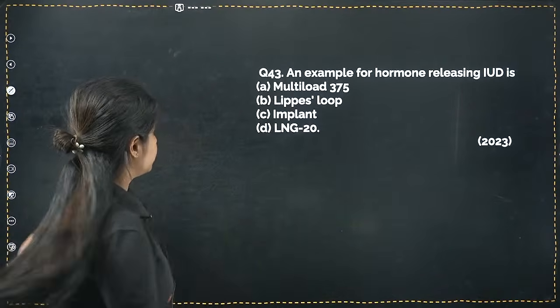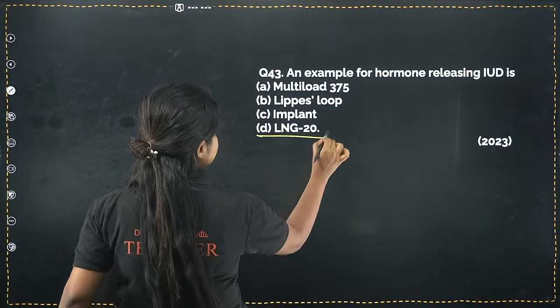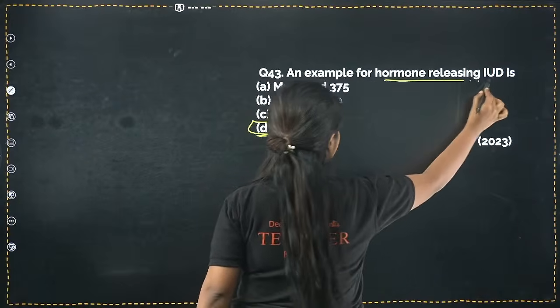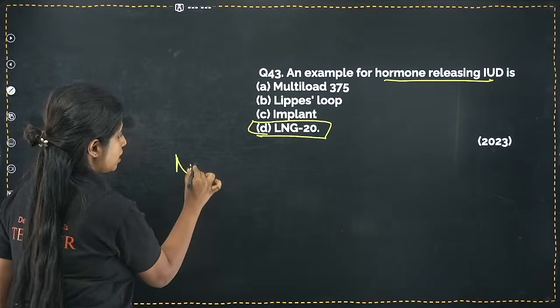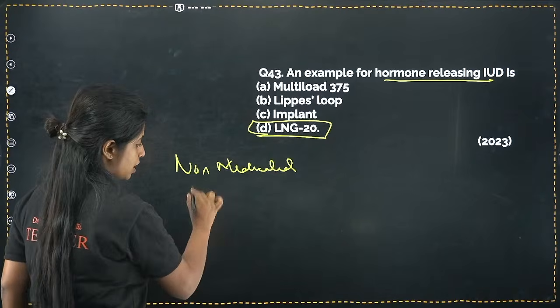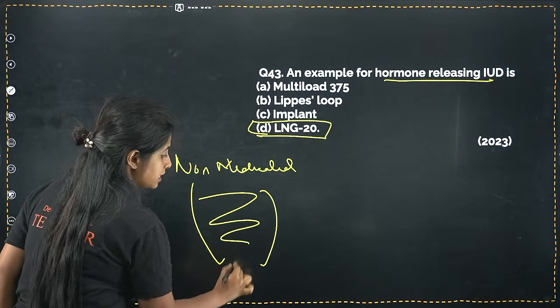Okay, guys, now what is the answer? Most of you guys are telling the answer for this question is going to be D. Is D the answer? Yes, D is the answer. You are being asked about hormone releasing IUDs. There are three types of IUD. Non-medicated. That means it is not going to release anything inside the uterus. The example for that is Lippes Loop.